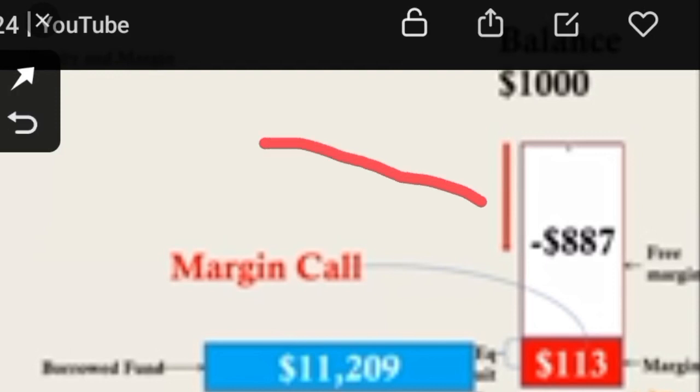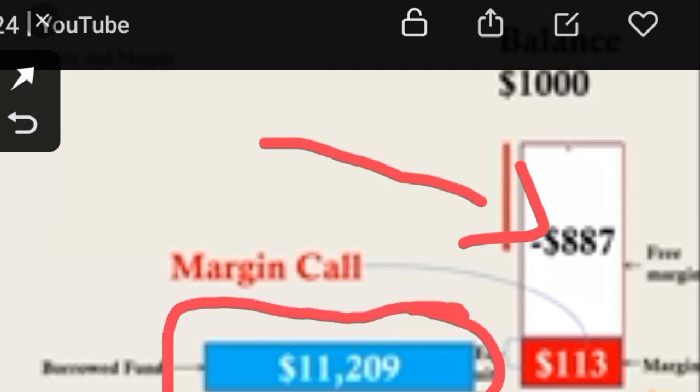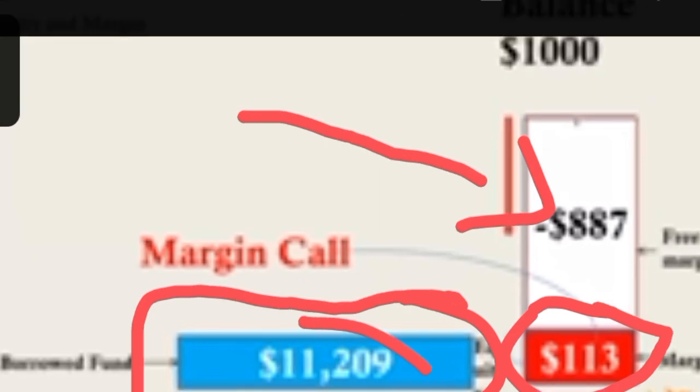This is what we call account blown, right? You just kept on losing, and there's no more free margin right here. There's no more free margin. So what the broker is going to do is pull out our money, and you're going to be left with this small amount of money, right? And the main reason why you're being left with your margin, which is $113, is for them to protect their own funds, right? So nothing is going to affect their own fund. But sometimes, due to very high volatility in the market, you might be left with $50.